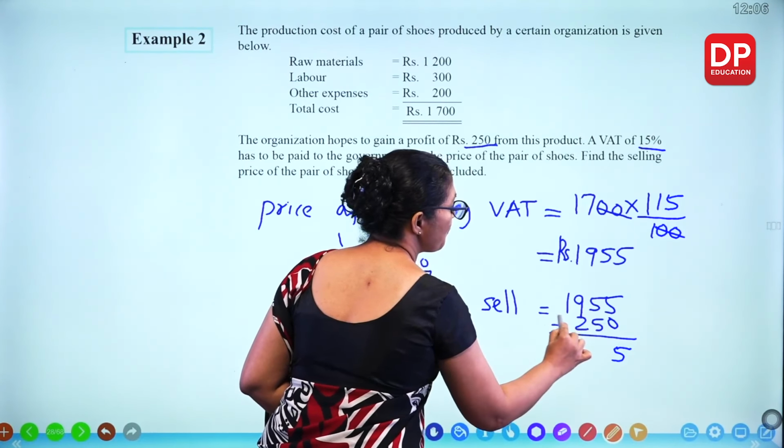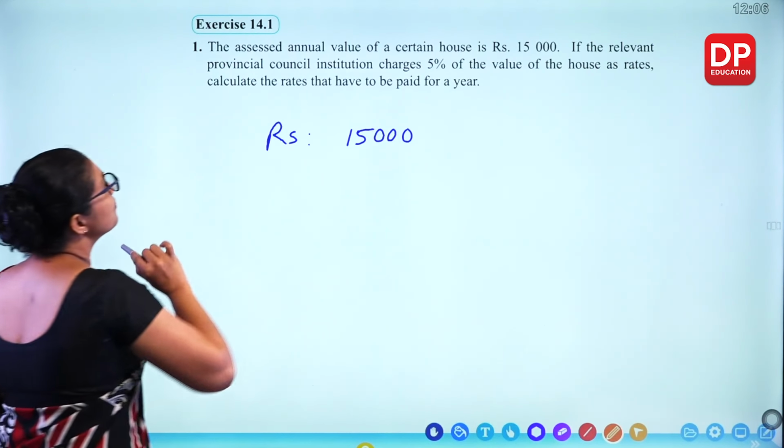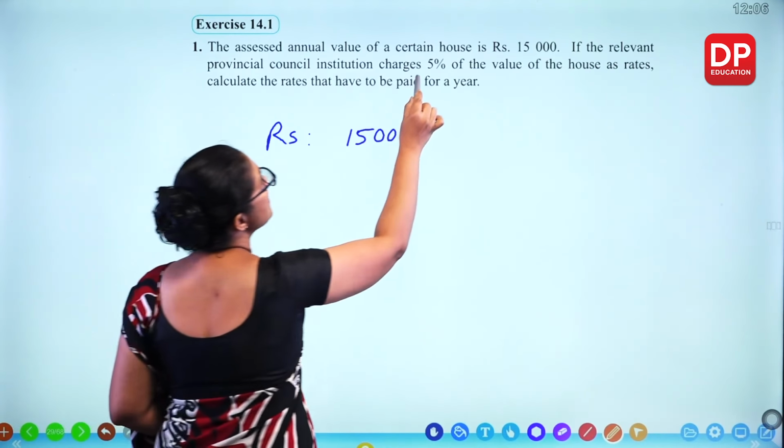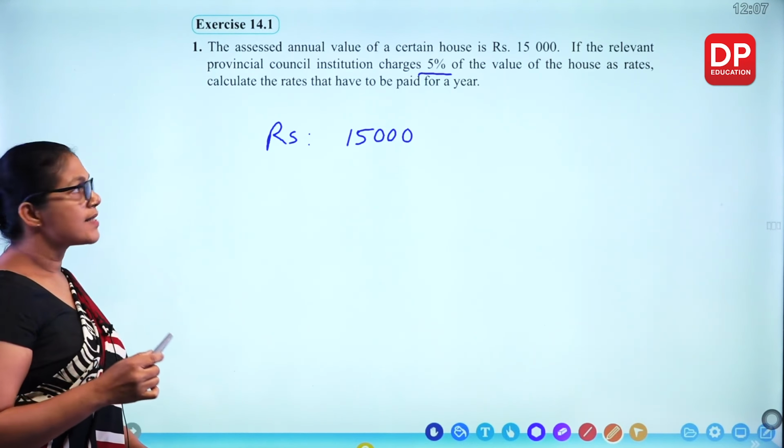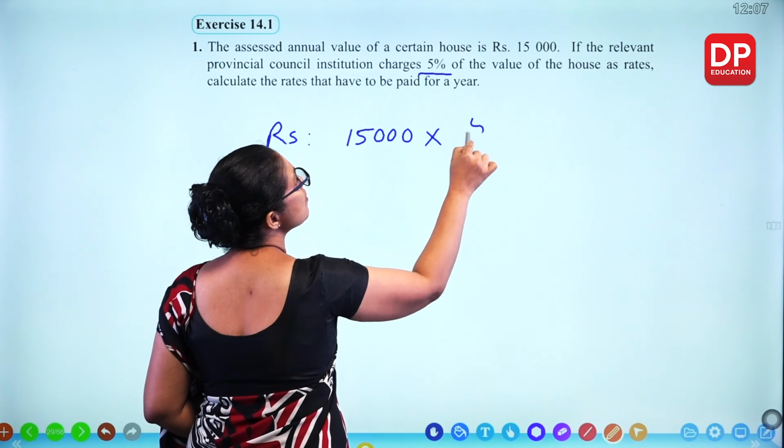Exercise 14.1. The assessed annual value of a certain house is 15,000. If the relevant provincial council institution charges 5% of the value of the house as rates, calculate the rates that have to be paid for a year. So what's the annual value? Annual value of the house is 15,000 rupees. So charging 5% as the rates. Calculate the rates that have to be paid. So 5% of that value.